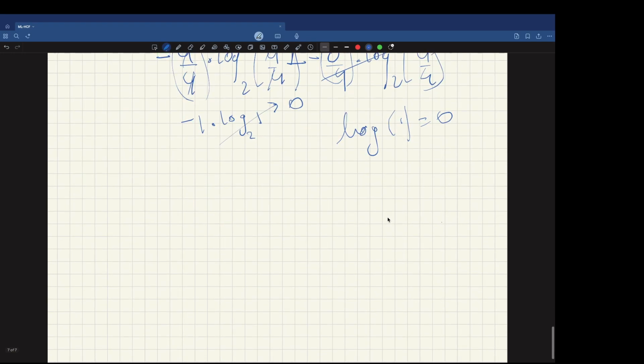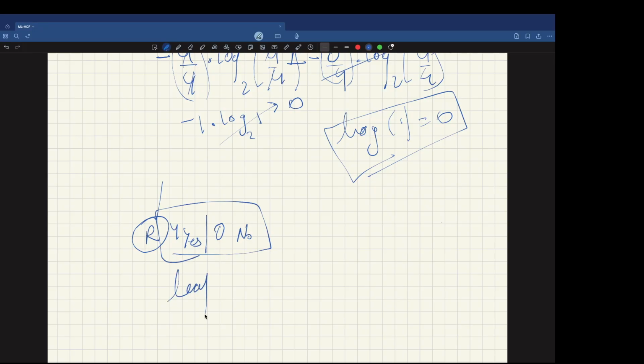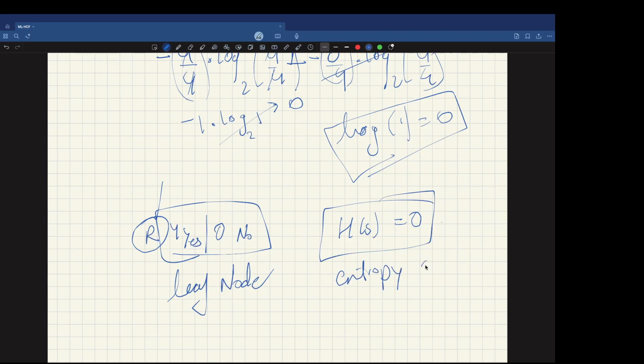Okay, so what you got, log 1 is equal to 0. So log 1 being 0 means, as you can see, for that rainy case, 4 yes were there, 0 no's are there. That means it is a leaf node. And we got the entropy of this node as 0. Which means whenever the entropy of a node is 0, then the node is a pure split.